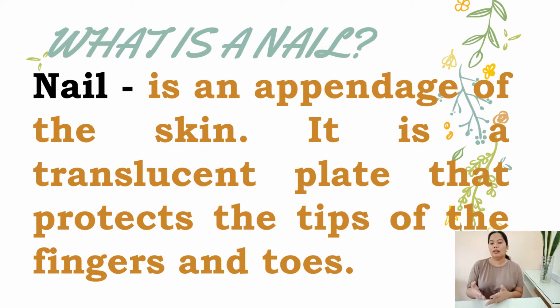So the nail is a translucent plate that protects the tips of the fingers. Okay, so when you say translucent, meaning to say the light can still pass through it, but not 100%. Unlike transparent, the light can pass through it 100%. So you can see through if it's translucent. If it's opaque, the light cannot pass through it. Nahaharangan yung paningin nyo. So when you say translucent, the light can pass through it, but not 100%.